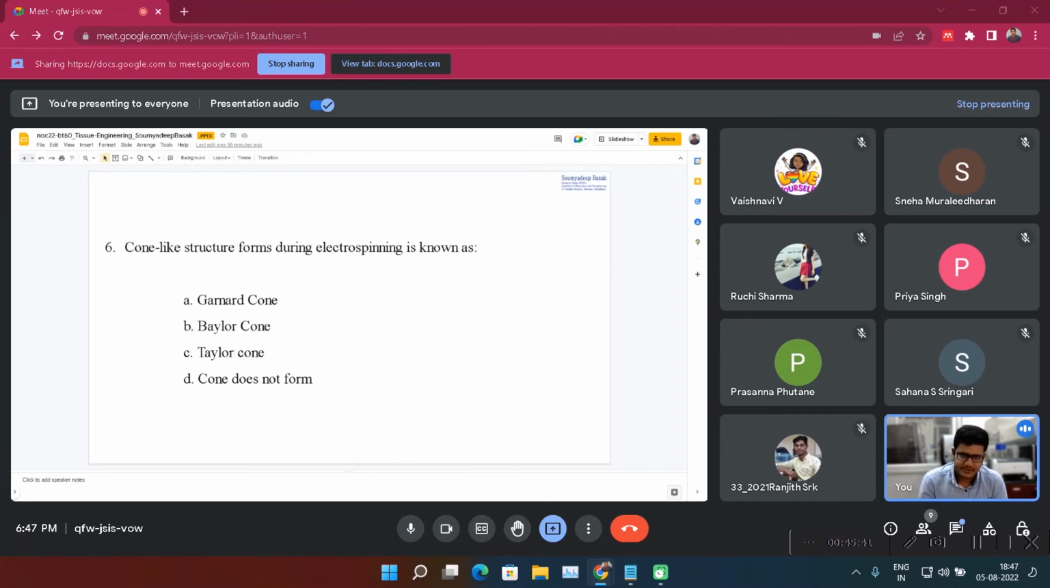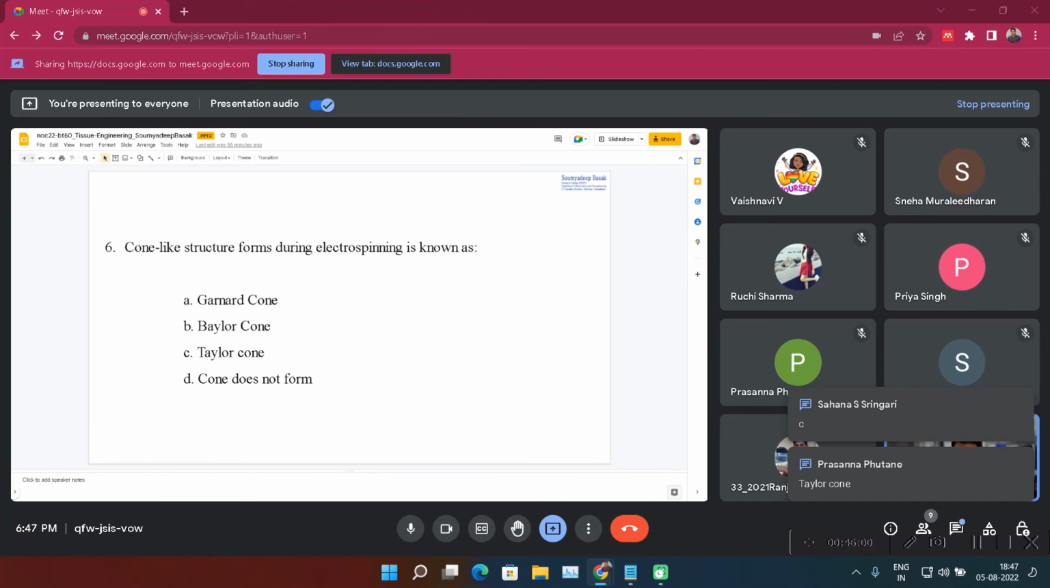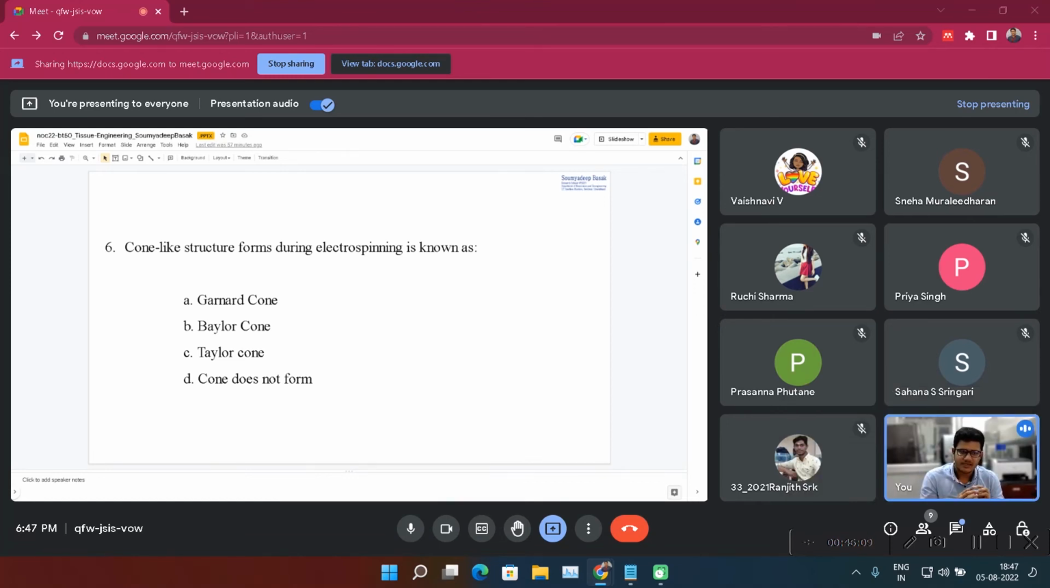Now, the next question: we have studied electrospinning, right? The cone-like structure that is formed during electrospinning is known as the... options are given: Garner cone, Baylor cone, Taylor cone, and who does not form. Yes, I am getting responses. So the correct option is Taylor cone. Right. So the cone that is formed at the tip of the spinneret is called the Taylor cone.